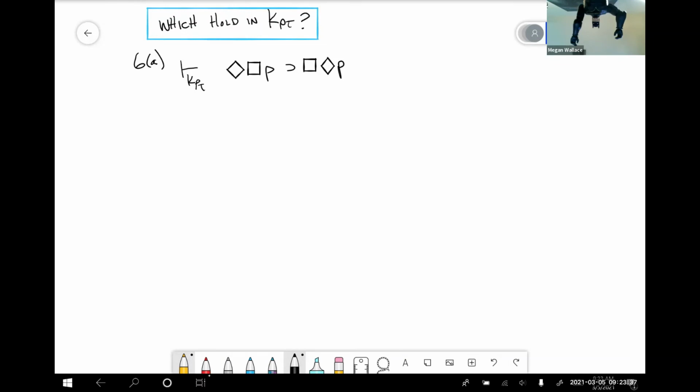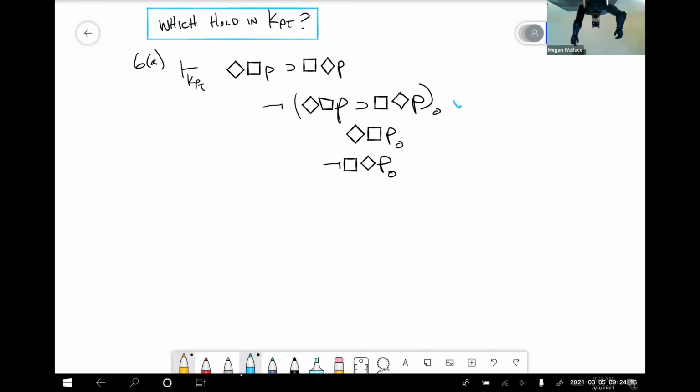I'm going to start as we usually do and take this conditional and negate the whole thing. So we get: it's not the case that if diamond box P, then box diamond P, and this is all at 0. We will apply the negated conditional rule as we usually do, which gives us our antecedent, diamond box P at 0, and then it's not the case that box diamond P at 0. That's me applying the negated conditional rule to this first claim.